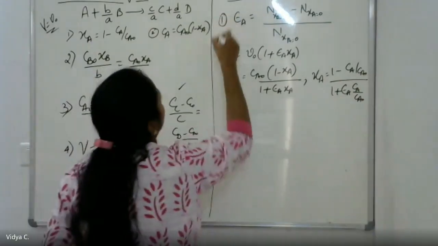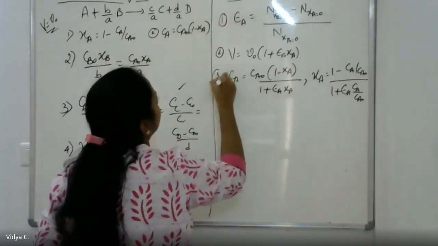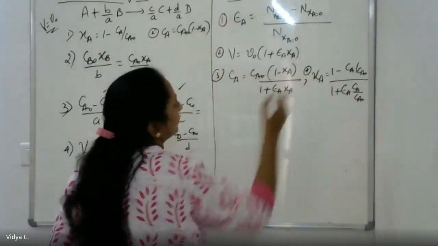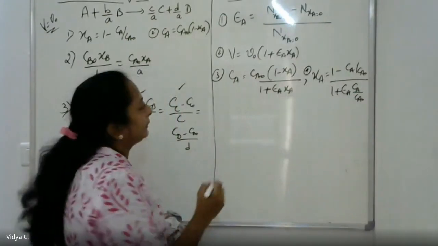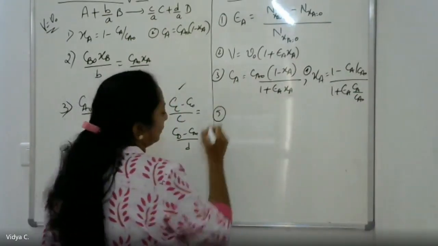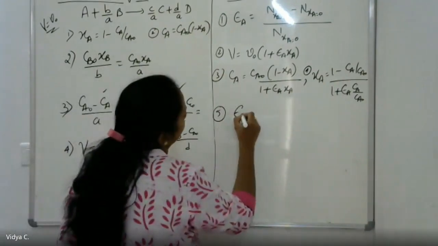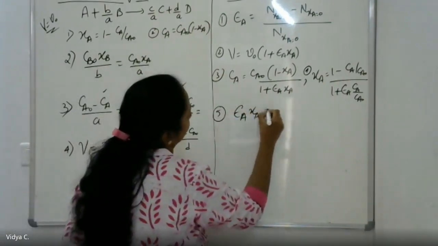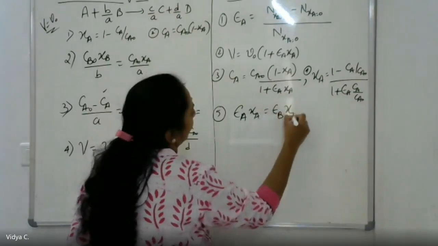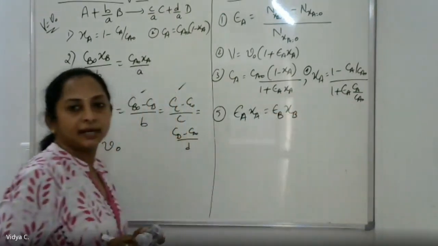So this is one thing, second thing, third thing, and fourth thing. Fifth one is epsilon A XA will be equal to epsilon B XB. So how do I actually get this?